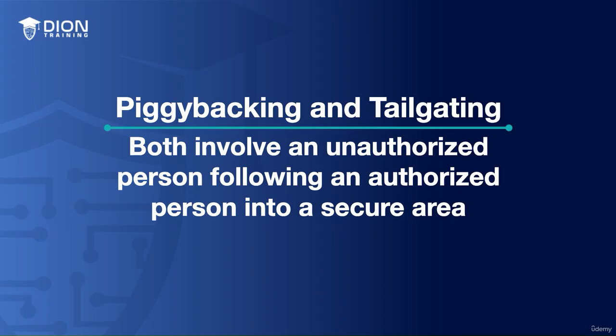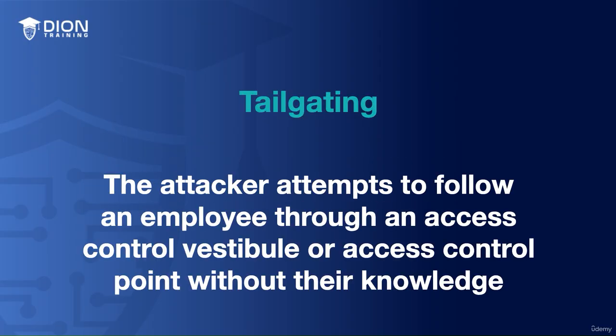Seventh, we have piggybacking or tailgating. Piggybacking and tailgating both involve the unauthorized person following an authorized person into a secure area. However, there's a critical difference between piggybacking and tailgating. When it comes to tailgating, the attacker attempts to follow an employee through an access control vestibule or access control point without their knowledge. So let's imagine an office building that has a secure entrance that requires an access card to unlock the door and enter the facility.